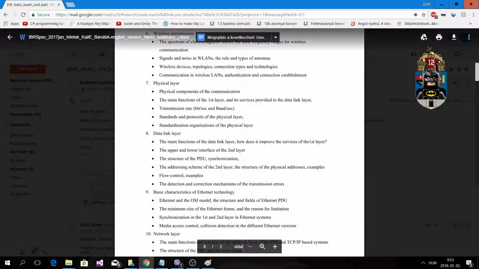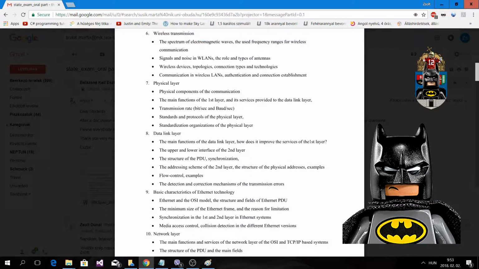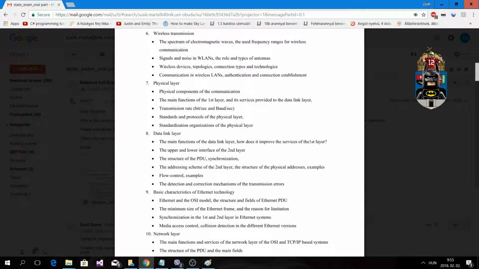And now it's the seventh topic, the physical layer, which is about the physical component of the communication. Of course, here you can start with the really basics, drawing out the layers and showing how the data is processed from top to down, so you see what will actually get to the physical layer.